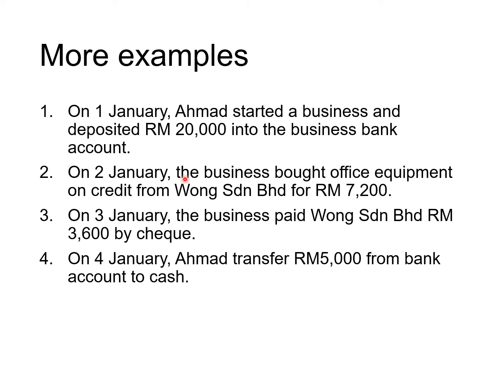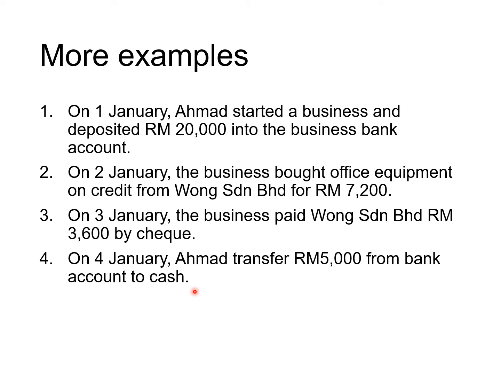And on the 2nd January, the business bought office equipment on credit daripada Wong Sendirian Berhad for 7,200. So, dia beli office equipment daripada Wong ni secara hutang. On credit means hutang. Dia beli sebanyak bernilai 7,200. 3 Januari, business tu bayar dekat Wong tapi dia bayar separuh je, 3,600 dan dia bayar guna cek. Bila dia bayar guna cek, dia akan melibatkan duit keluar daripada bank. And untuk 4 Januari, Ahmad ni dia transfer 5,000 daripada bank kepada cash.